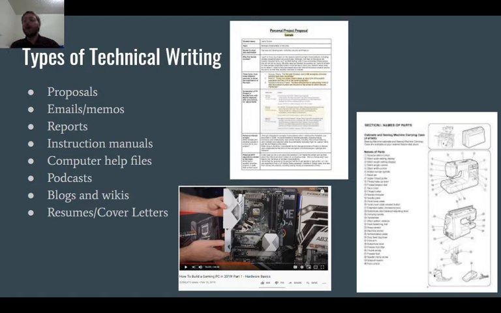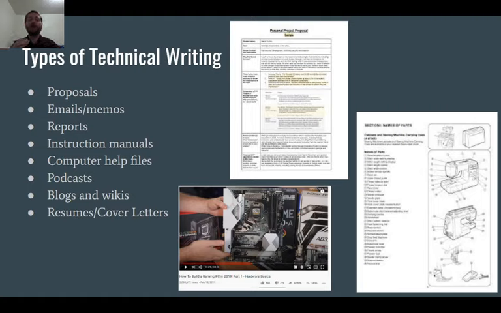Emails and memos. A lot of people don't think about it too much, but something as simple as an email and a memo. A memo is just a summary of a communication you're sending out. We don't use those so much anymore in industry now that we have email. But emails can be very technical as well, right? Especially if you're in a large organization and you have to communicate between different departments.